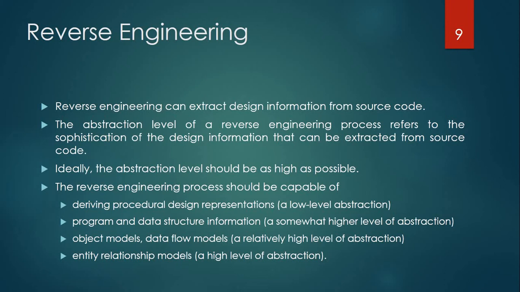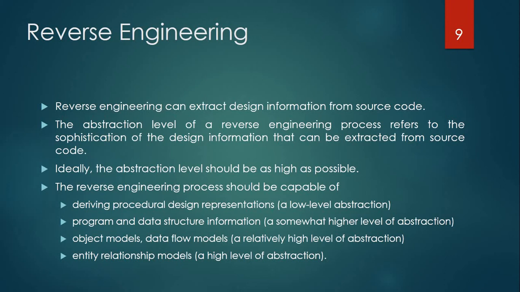Ideally, the abstraction level should be as high as possible. Means we will have to go as deep as possible. First, deriving the procedural design representation, that is the low level of abstraction. Means we can easily derive the procedural design representation from the code. After it, another level is program and data structure information from the source code. Which programs we have written and which data structures we have used, that we will derive.